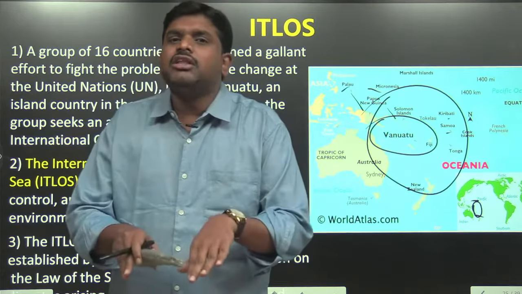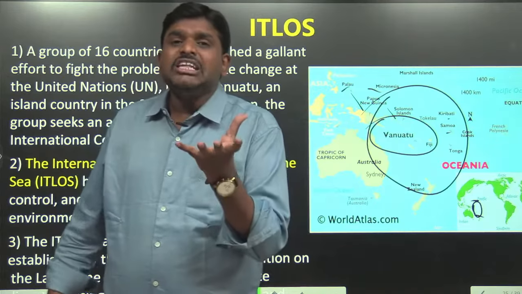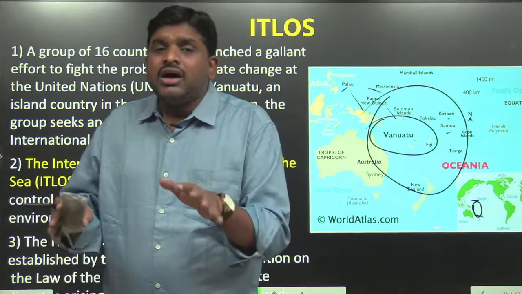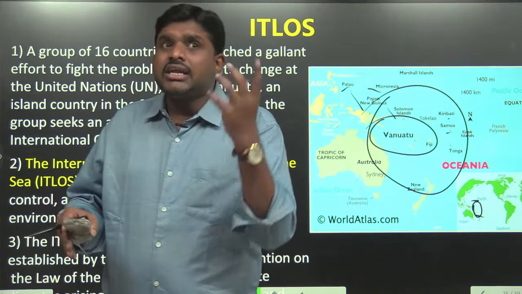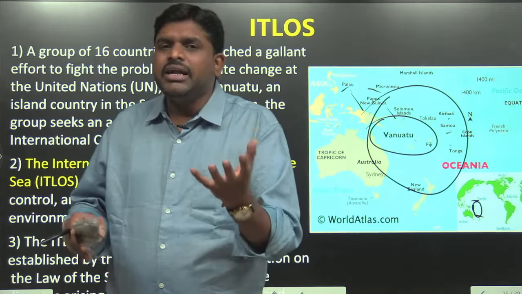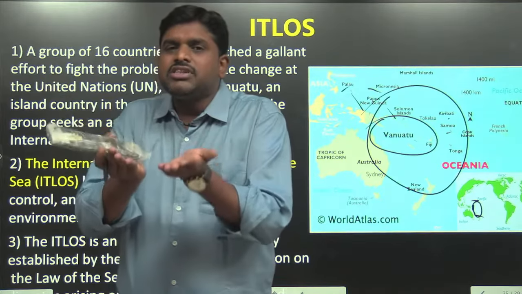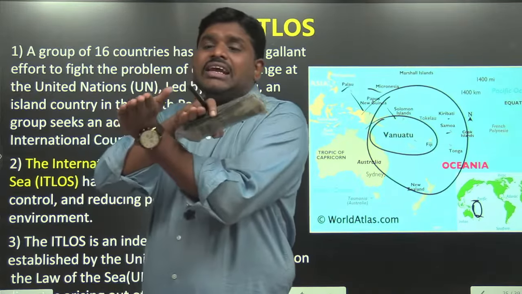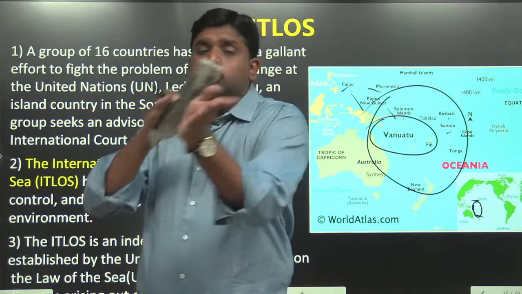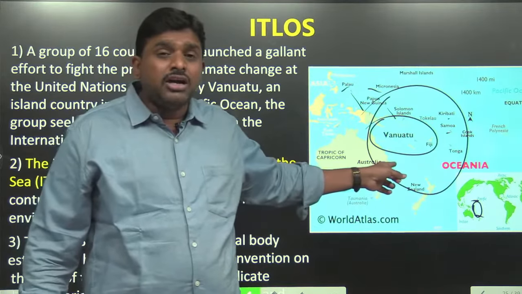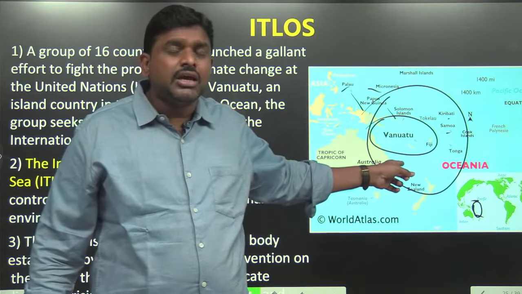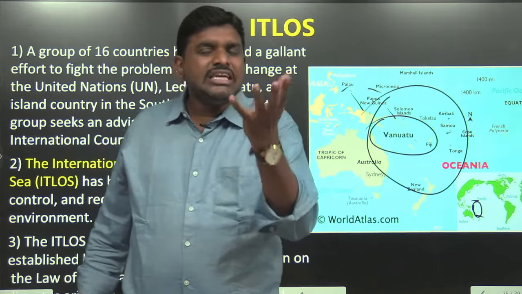getting submerged under the water. Because of the increase in global warming, the ice at the Arctic and Antarctic regions is melting, so the sea level is increasing. When the sea level is increasing, the island countries are getting submerged under it. So in Vanuatu, already one-third of the land has been submerged under the sea because of the increase in sea level.